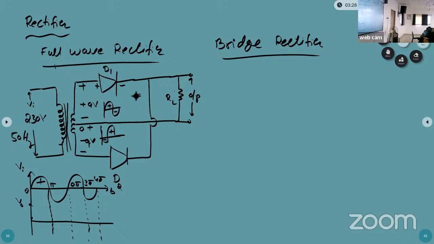Now the input waveform Vi. See the circuit or waveform. Now the positive half cycle, that means the 0 to pi duration, we are applying to the D1 diode as well as the D2 diode. In the 0 to pi, what is the voltage? Positive or negative? Positive voltage.